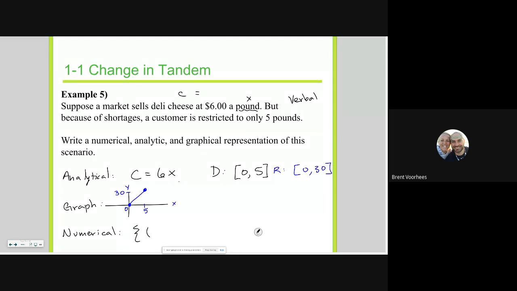Could you buy zero? Yes. If you bought zero, how much would it cost me? Zero. Okay. So there's that value. Could I buy 1 pound? Yes. How much would it cost me? Six. Okay, good. Another column. Could I buy 2 pounds? Yes. What would it cost me? 12. And so on. Good.